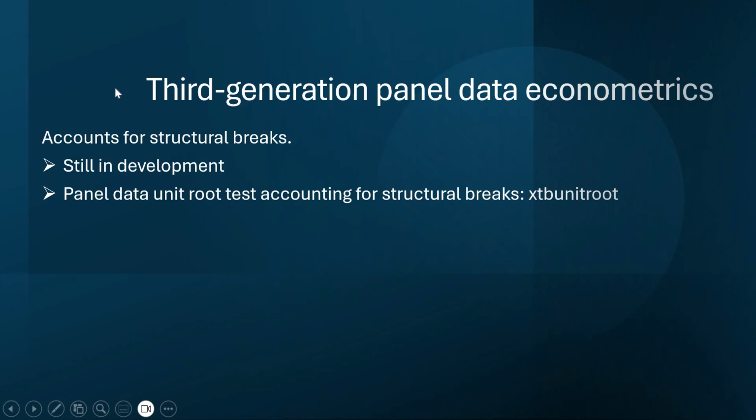Then we also have what we call third generation panel data econometrics. This accounts for structural breaks. To the best of my knowledge, this is still in development, but there is a panel unit root test that accounts for cross-sectional dependence and structural breaks. I think the command in Stata is xtbunitroot.